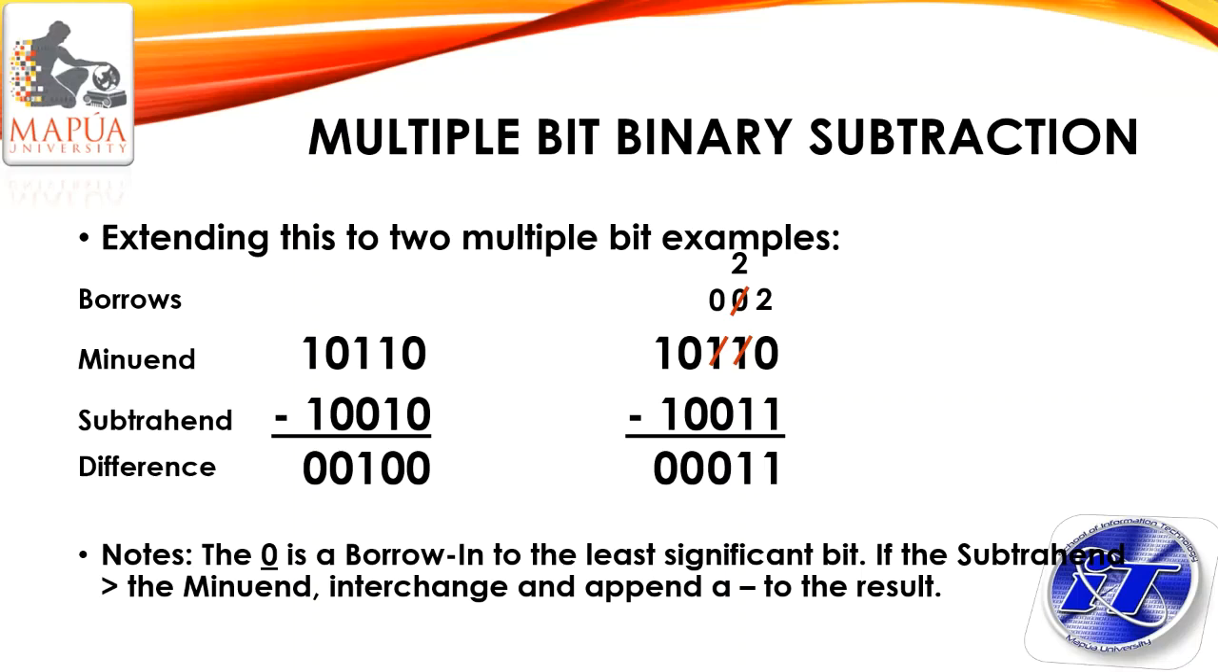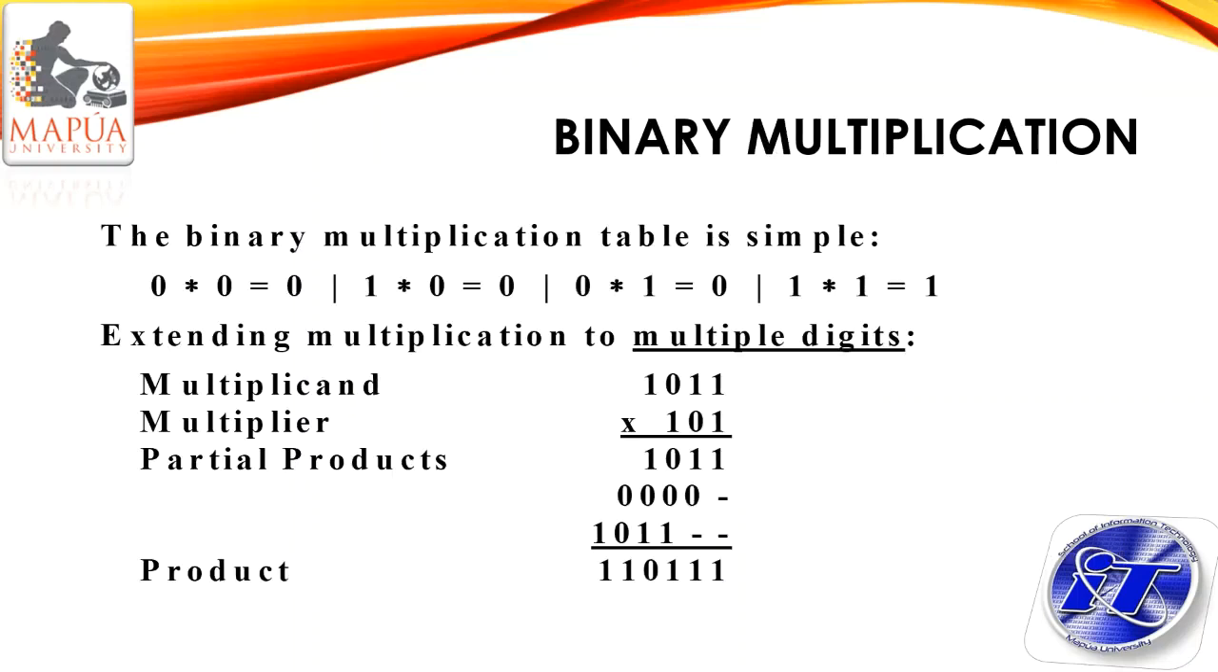Okay, so now let's proceed with binary multiplication. This is the easiest arithmetic operation in binary. Okay, so when you multiply 0 to any value, we know the result is 0. So that's why 0 times 0, 1 times 0, 0 times 1 is equal to 0. And 1 times 1 is still equivalent to 1.